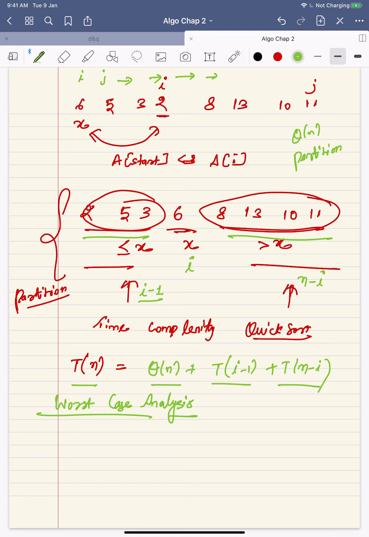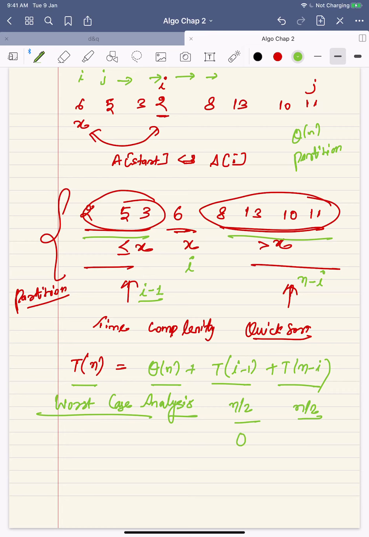In divide and conquer, you try to divide into multiple subproblems and you try to ensure that their sizes have become smaller. Say if this becomes n by 2, this becomes n by 2, you are happy. I divided into subproblems, each of them much smaller in size. But on the other hand, suppose this does not happen. So in the worst case, what can happen?